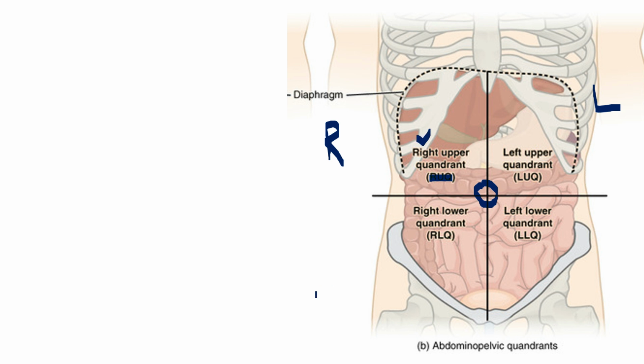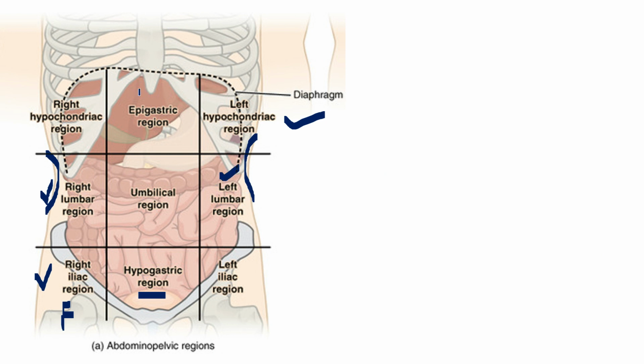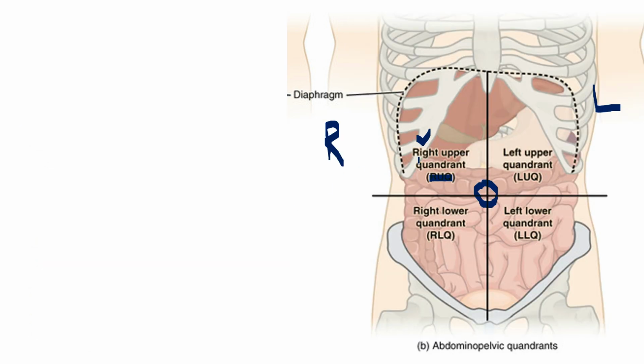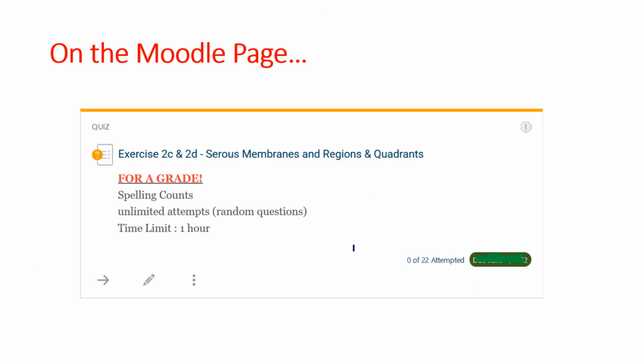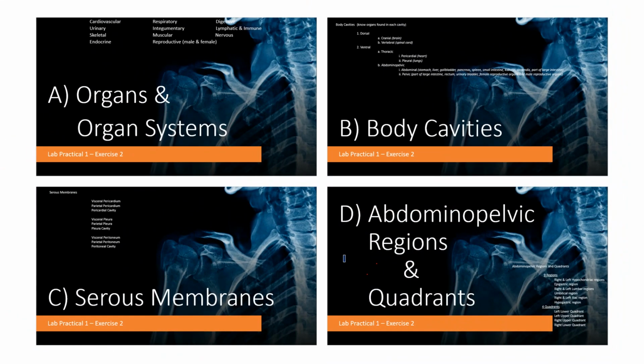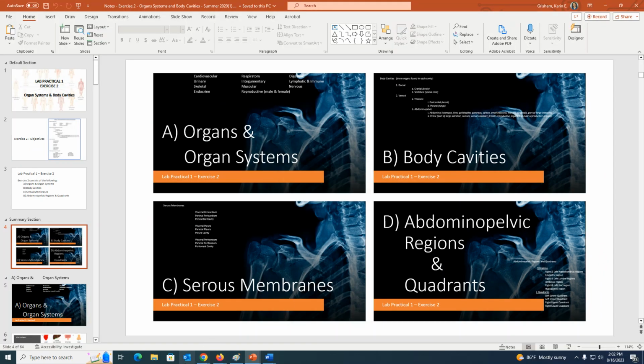The right and left words come first. They did so on the regions, and on the quadrants it's the same. Right is going to come before the word upper, and left is going to come before the word upper. So right upper quadrant, and then as you go across, left upper quadrant. Then the bottom one would be the right lower quadrant, and the other one would be your left lower quadrant. So you cannot use your abbreviations. You have to spell out all three words. And there are exercises on your Moodle page for this as well. And that ends the exercise 2 information for Lab Practical 1.